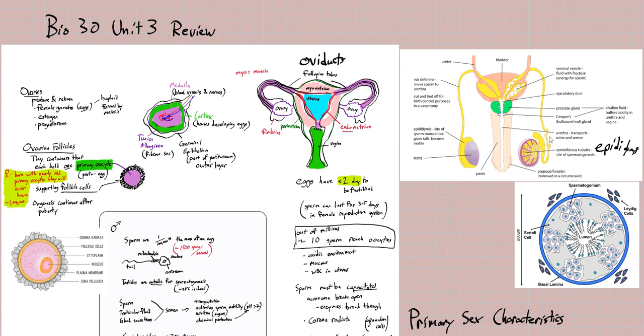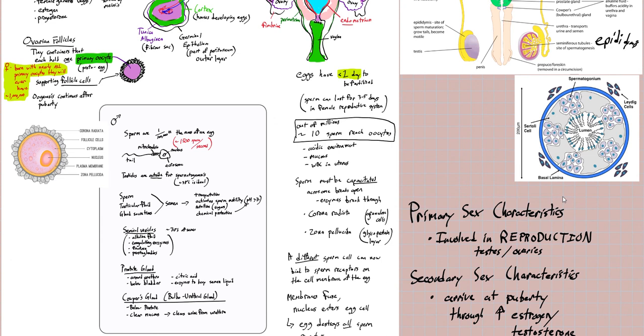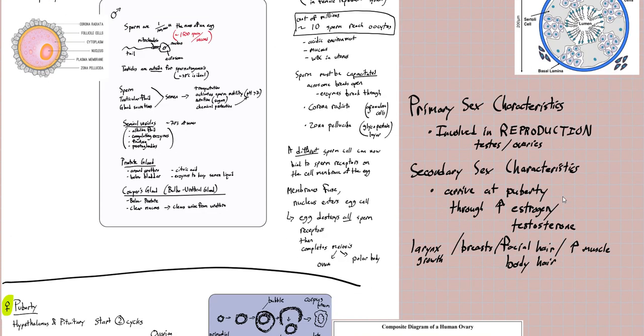The structures are things to remember. They're easy to draw out, I think, and I do recommend you study that. One other thing to remember about is primary versus secondary sex characteristics. In primary sex characteristics, these are things involved in reproduction. So ovaries, uterus, testicles. These things are necessary for reproduction.